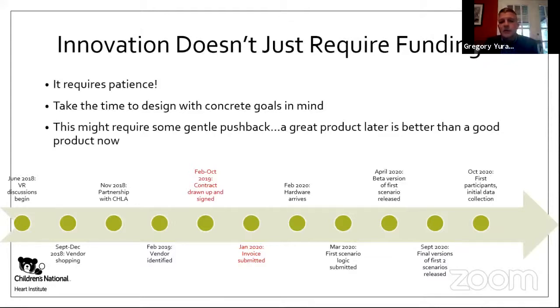Our hardware arrived a few months back. Our first scenario was the logic was submitted in March. Our beta versions came out a little after that, which is what I'm going to show you next. And we're bringing this to our first set of fellows this month. So for us, at least, it was a 2-year process.